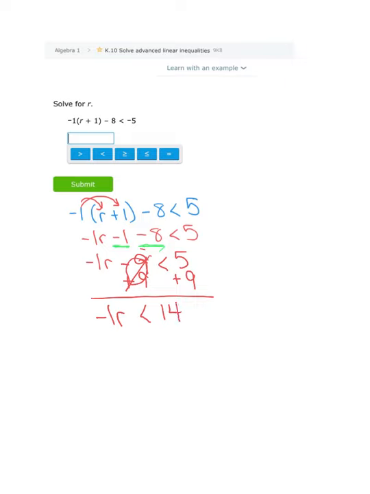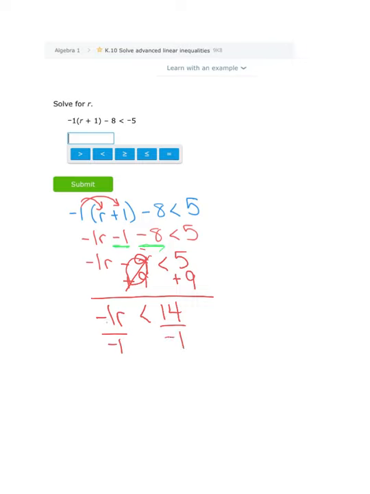Now, the last thing I need to do, or I'm sorry, not the last thing. Number 5 says multiply or divide to isolate the variable. So I have to get that variable by itself, and even if the 1 wasn't there, I can't have a negative in front of that R. To get rid of it, I'm going to divide by -1. And what I do to one side, I do to the other.